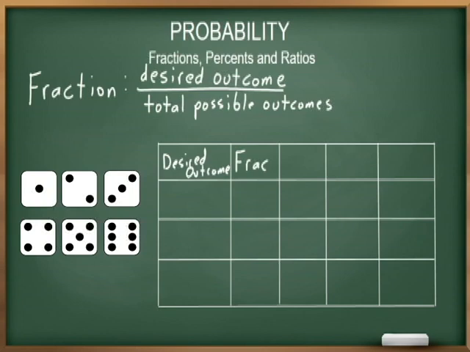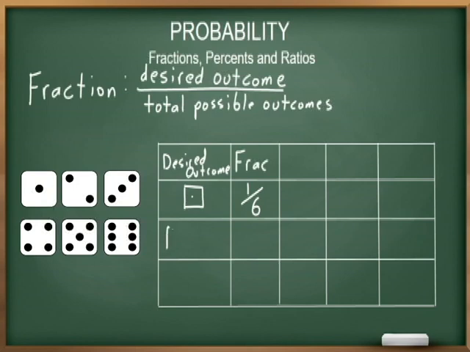For our first desired outcome, we're hoping to roll a 1. What that means is that for our desired outcomes, there's only one option, the 1, and the total possible outcomes is going to be 6. There are 6 sides on the die, so our first fraction is just going to be 1 out of 6.